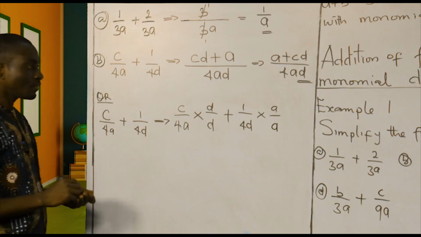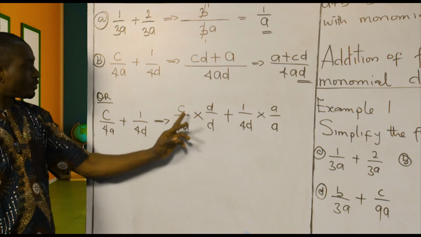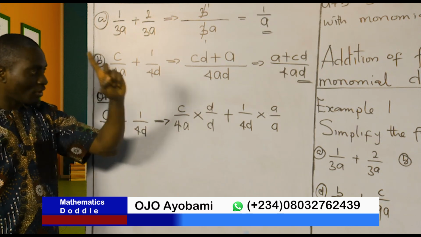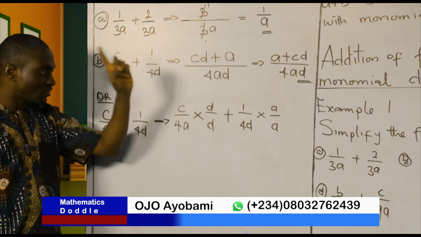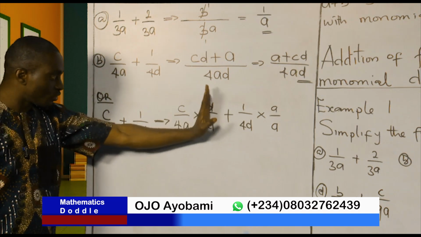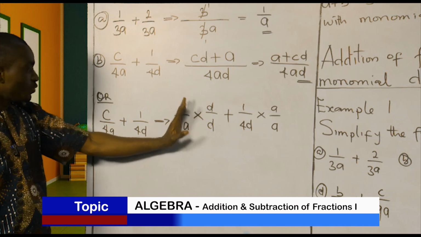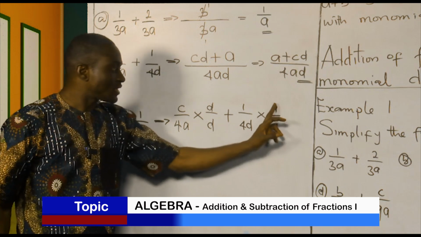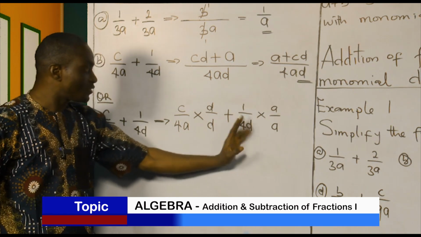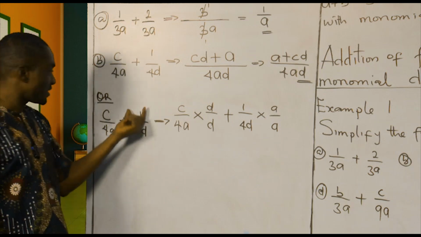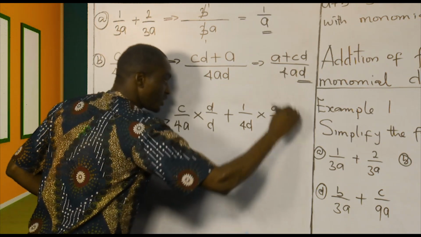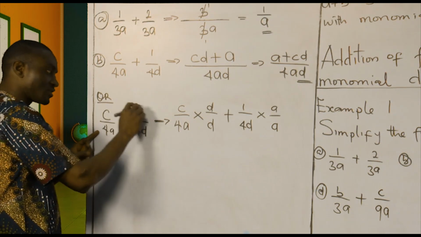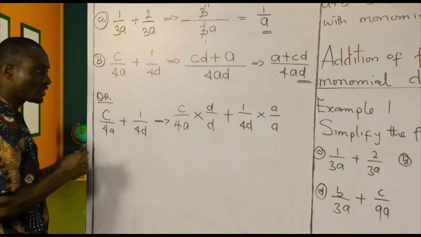Now, why I multiply c over 4a by d over d is that d over d gives us 1. 1 multiplied by this will still give us this same fraction. Likewise, a over a is 1, and 1 multiplied by this will still give us 1 over 4d. So the whole of this expression is the same as the given fractions. This is the given expression, so we have not changed anything.